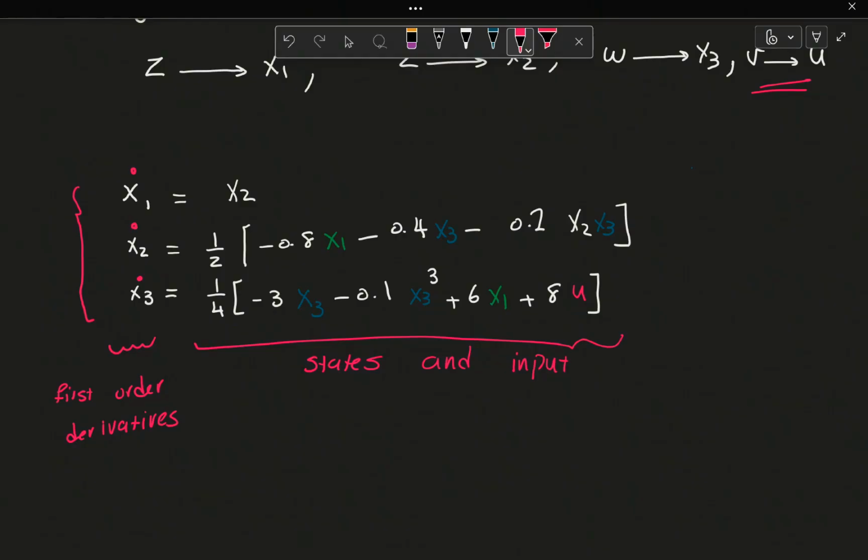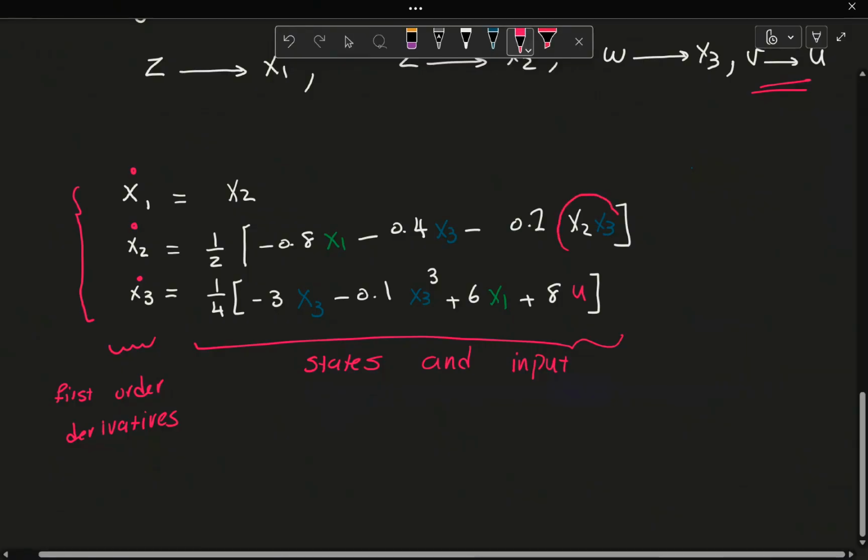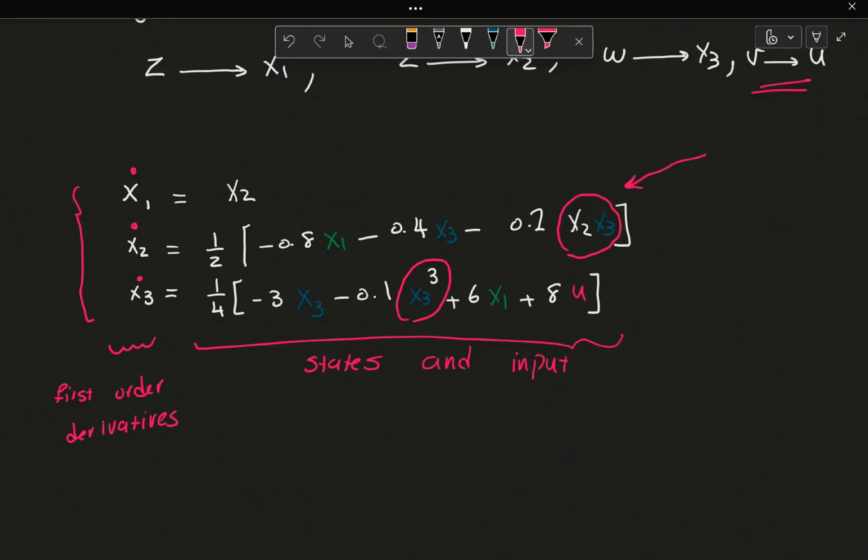Now, one thing to note is whether these equations are linear or nonlinear. You guys tell me. Well, I have a nonlinearity here and also a nonlinearity here. Honestly, it doesn't matter, because whenever I see only one nonlinearity in the system, the whole system is nonlinear. Whenever you see only one nonlinearity in the system, the whole system is nonlinear.